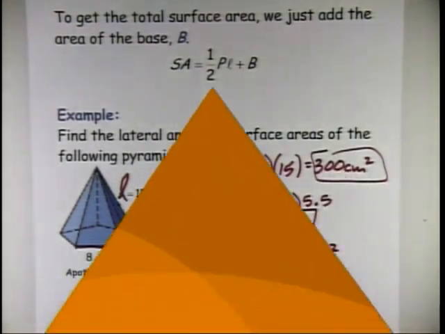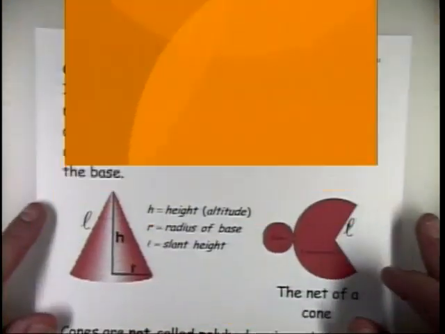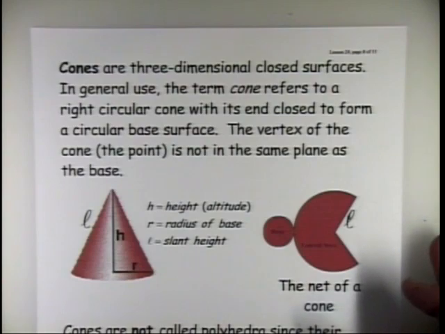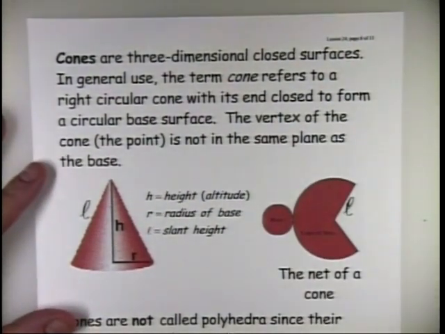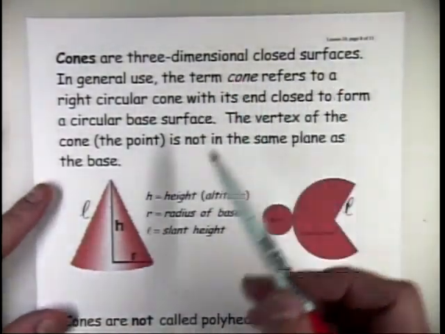We add the base and the lateral together. On to cones. We've talked about cones before on the say what portion when we looked at the conic sections. We're going to look at lateral surface area today. Now just to review, a cone is a three-dimensional closed surface.